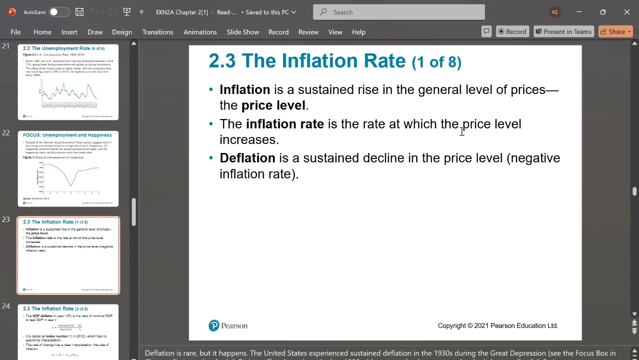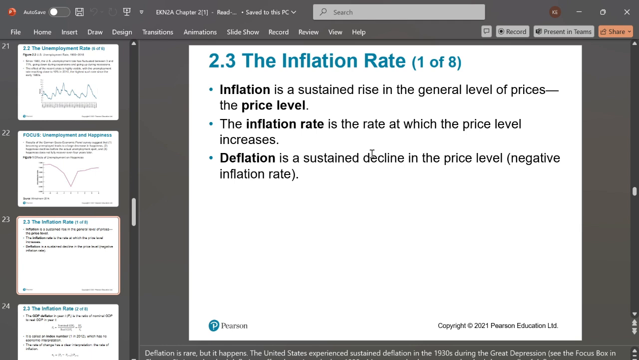So we've been talking about inflation for the longest of time. Inflation is basically when you bought bread for 11 rand and now bread is 15 rand, or now bread is 20 rand. That is inflation. But what is the actual definition? The actual definition is that it is a sustained rise in the general level of prices, or a sustained rise in the general price level. Inflation rate is the rate at which the prices increase.